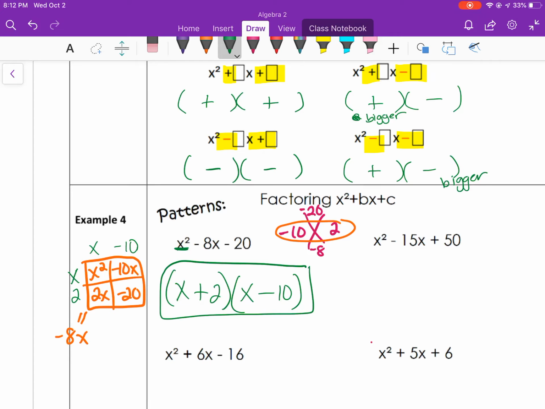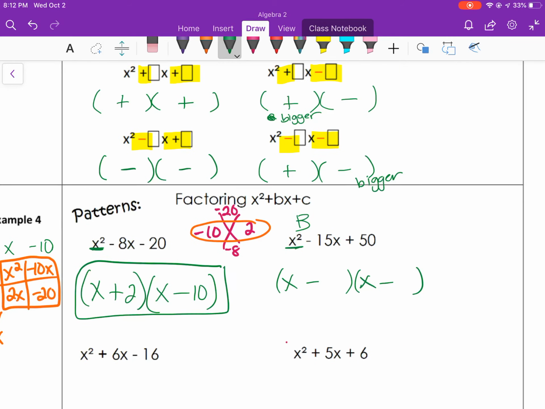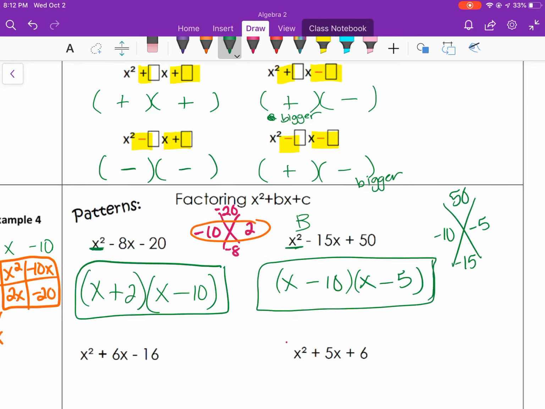So if you have in b over here to the right, something that multiplies to a positive but adds up to a negative, that means both of your factors must be negative. So x squared again, so it's going to be x times x. Now you need something that multiplies to positive 50 but adds up to negative 15. So they both have to be negative. That'd be negative 10 and negative 5. Negative 10 times negative 5 is positive 50, and negative 10 plus negative 5 is negative 15. So this is x minus 10 and x minus 5.